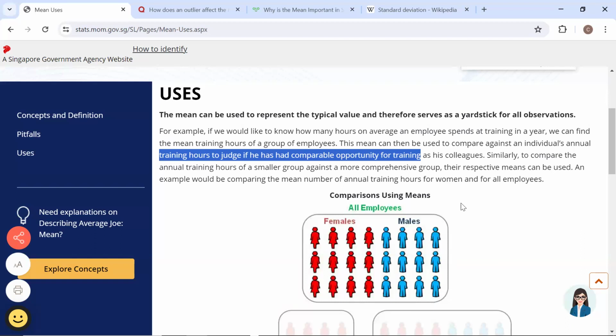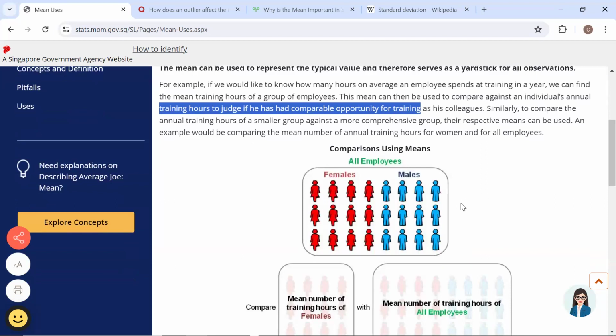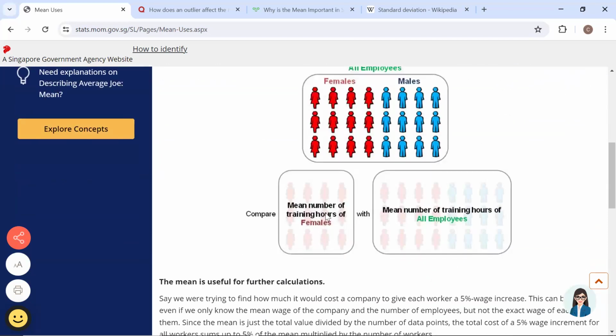The mean can also be used to compare the training hours for different groups of people. For example, if they want to find out if the female employees in the company have ample opportunity for training, they can calculate the mean for females and then compare it to the mean for all employees, to see if the females have a similar number of training hours, or maybe they had fewer opportunities for training.